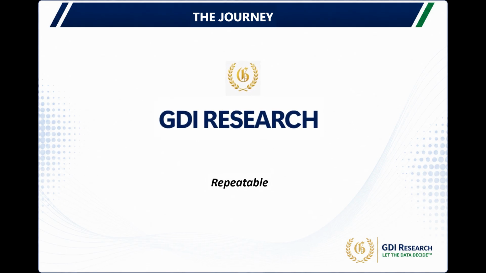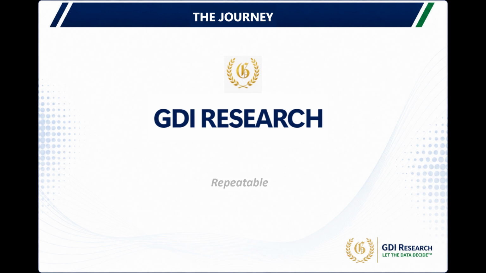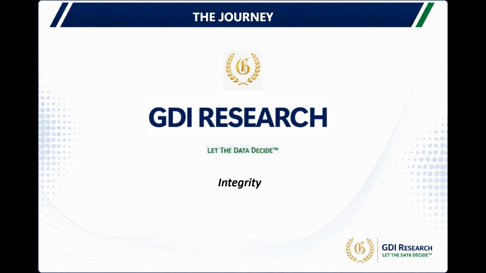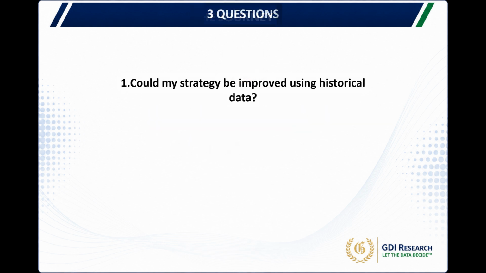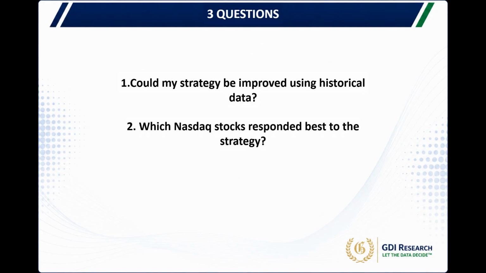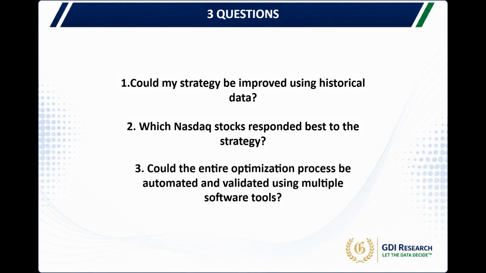I've used a mean reversion strategy for many years with fairly good results. But I've always wondered, first, could my strategy be improved using historical data? Second, which Nasdaq stocks responded best to the strategy? And third, could the entire optimization process be automated and validated using multiple software tools? Everything you'll see in this presentation is designed to answer those three questions.